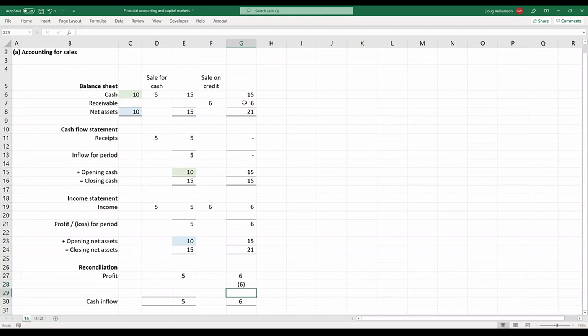-6 is the amount of credit we've advanced. So credit given. We extended credit of 6. So our cash inflow for the period was none. And the reason is the customers have got the 6. We haven't collected it yet. This is 6 in their bank account, representing 6 that they owe us.